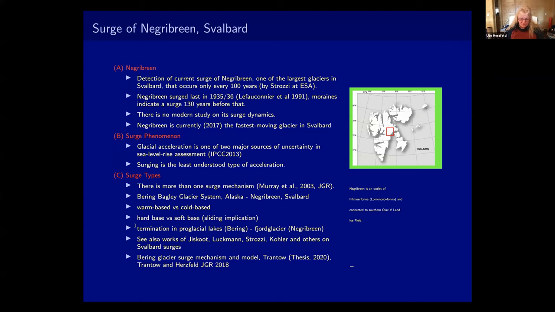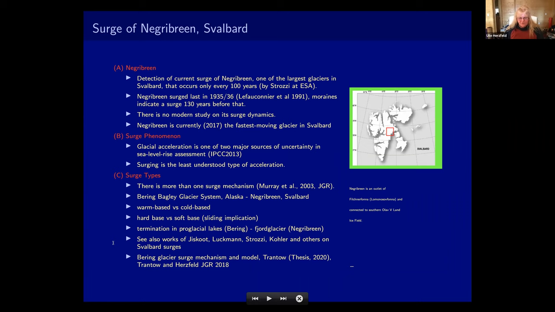Bering terminates in proglacial lakes versus Negribreen, the fjord glacier. You'll see later it shovels all the masses out into the ocean right away through calving. So I was too lazy to put a list of references in here.